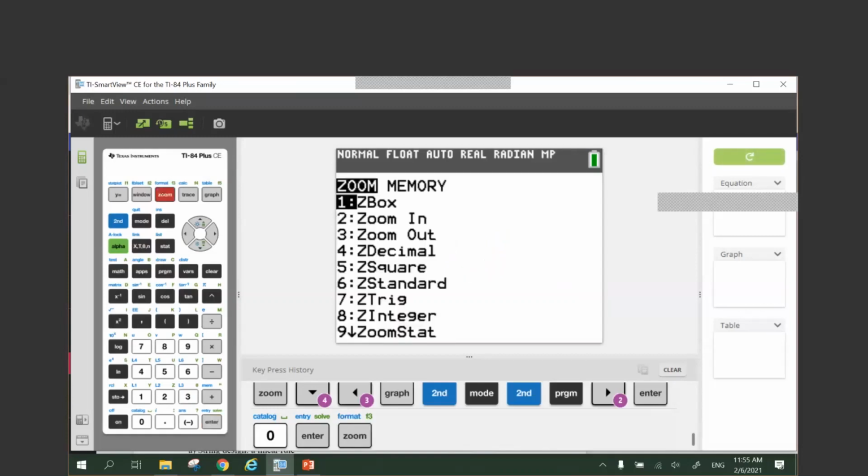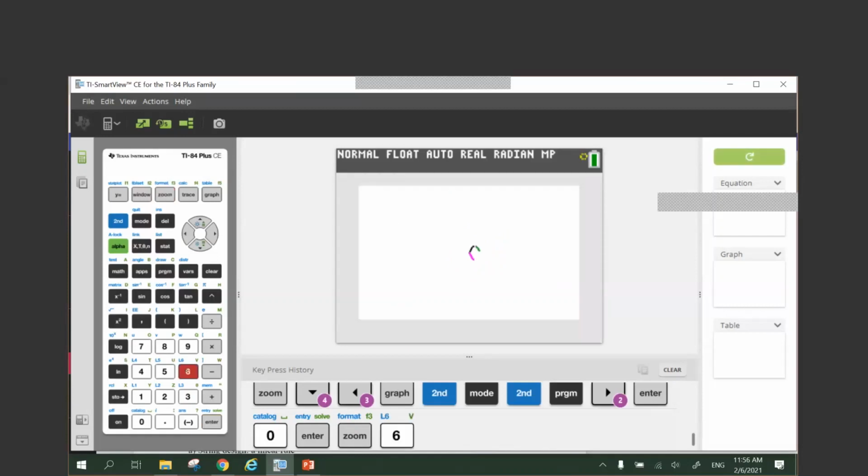I will just do the zoom standard. Zoom standard is just now the original setting. That means the X axis is minus 10 to 10. The y-axis also minus 10 to 10. So I'm quite happy with this. Okay, see what happens if I try to recall my mommy fish.